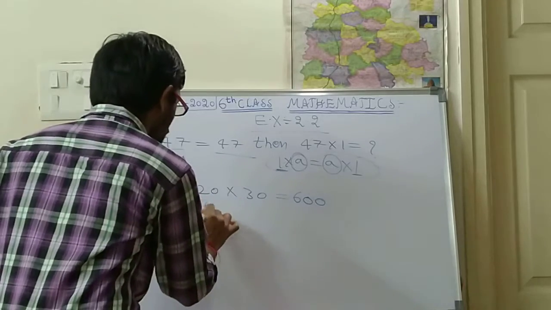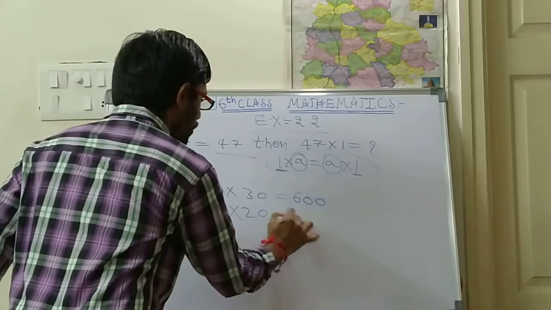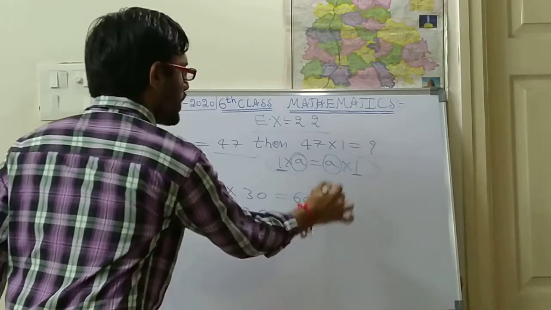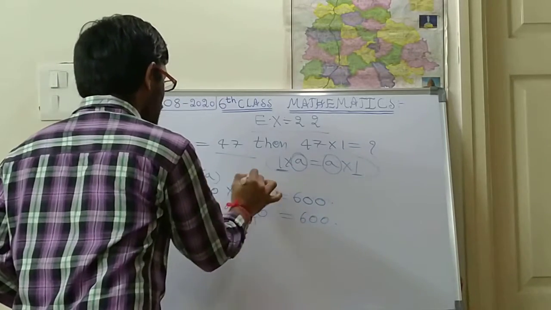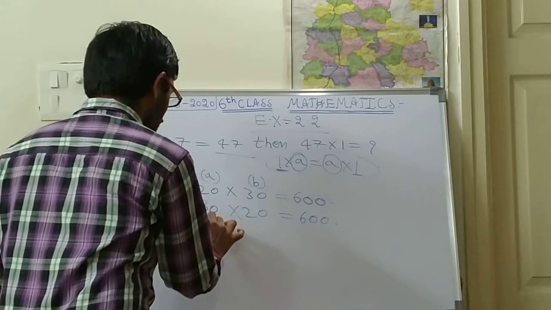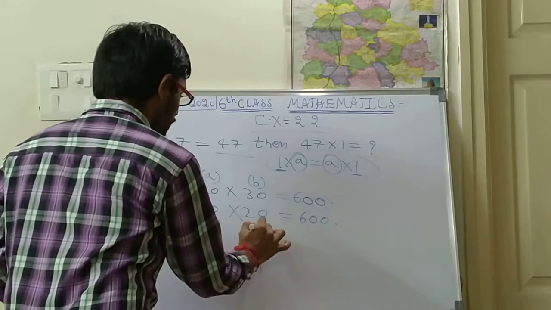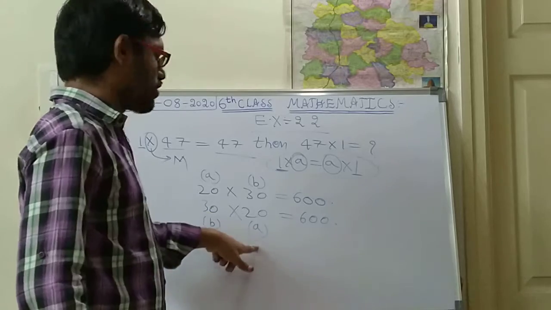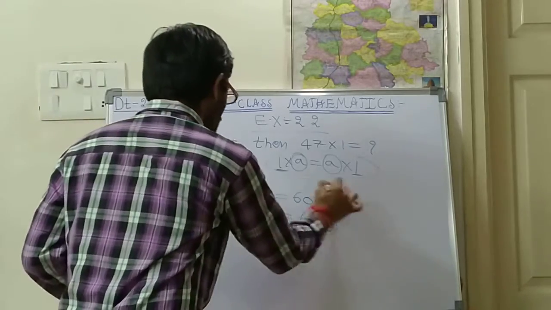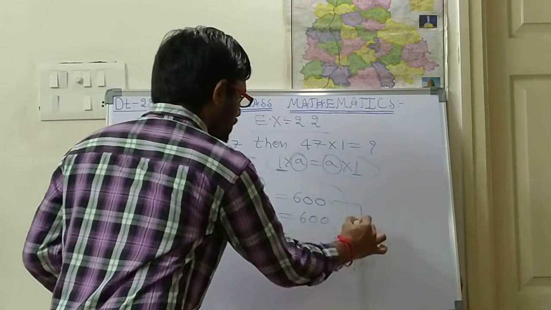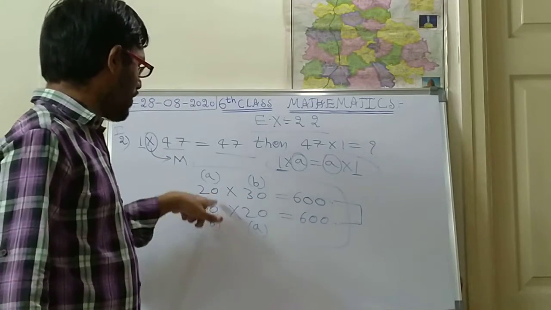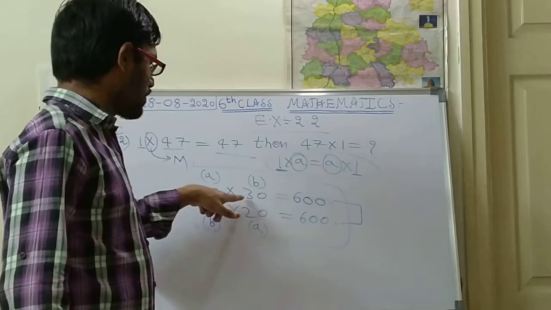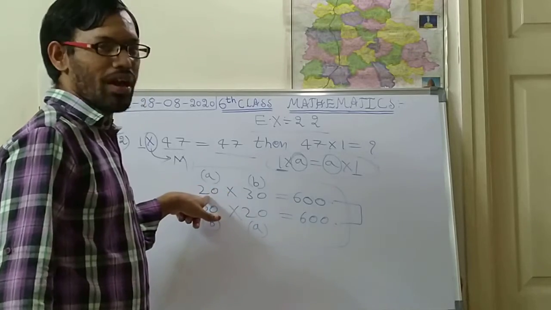Now what is 30 into 20? 30 into 20 is also 600. Is it right, children? So here suppose 20 is A, 30 is B. So 30 will be B, 20 will be A. So A into B is equal to B into A. So here the two results are same. But is there any number as 1 in the products? So there is no number as 1.